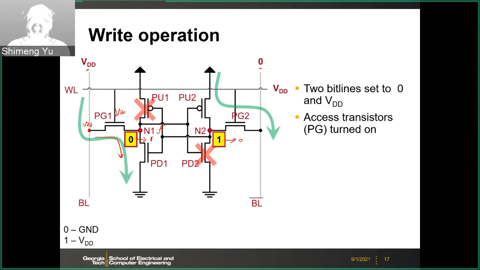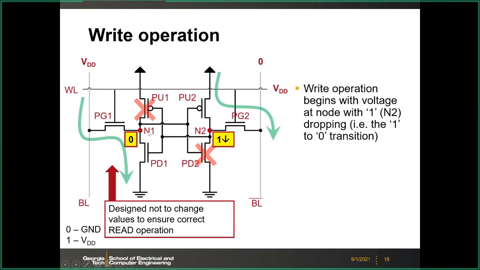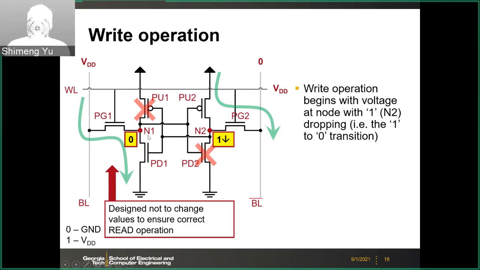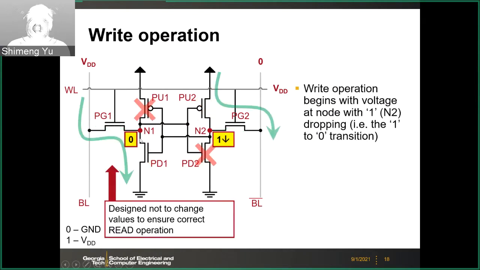So in other words, the N1 node will increase a little bit, but the N1 node will not flip, because by the read operation, we define the beta ratio. This N1 node is designed not to change to ensure the correct read operation. So the N1 node will not by itself flip from 0 to 1. This is the same as a read operation, so this 0 to 1 should not happen.